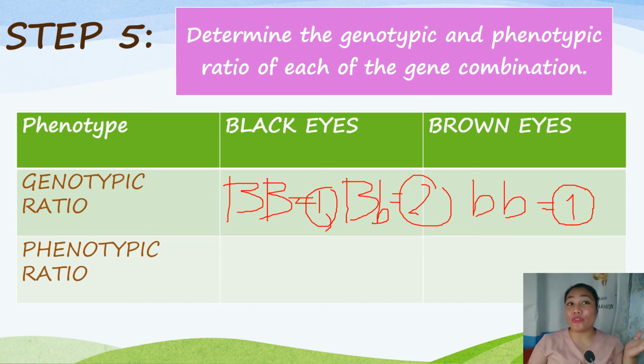How many of the offspring will have black eyes? Very good. 3. And how many of the offspring will have brown eyes? Yes, that is great job. Only 1. So we have 3:1 phenotypically.